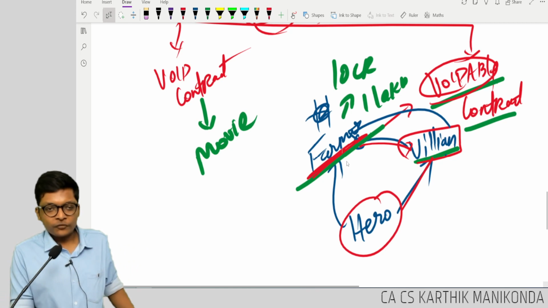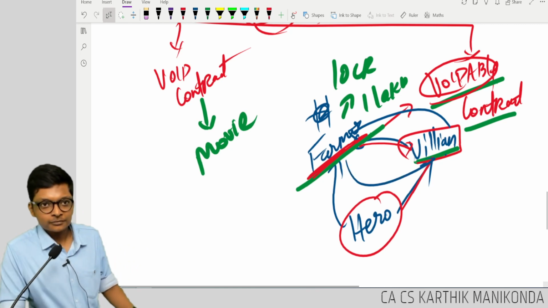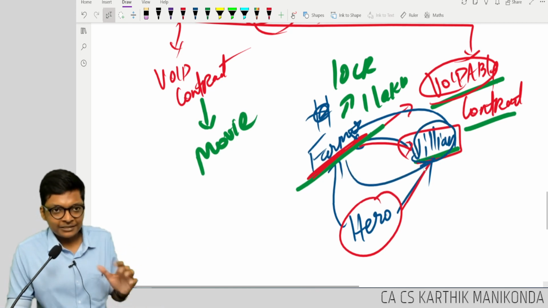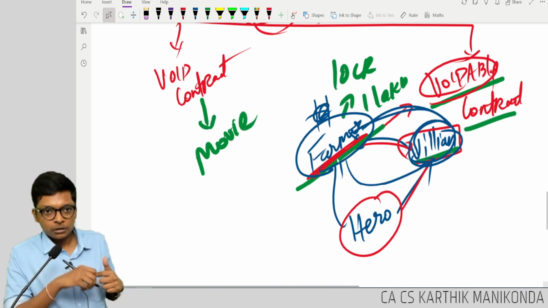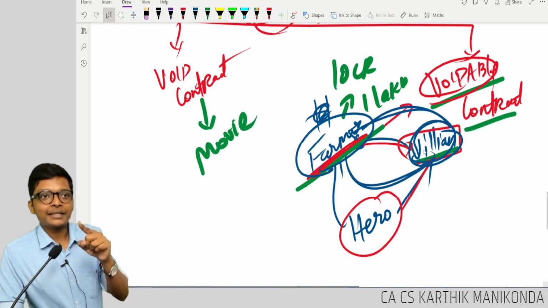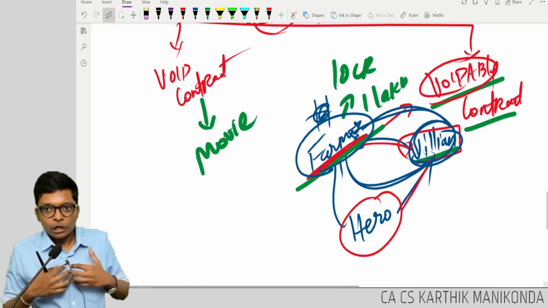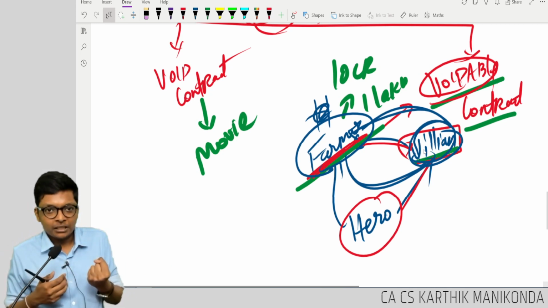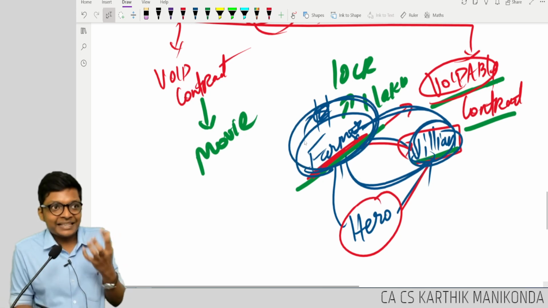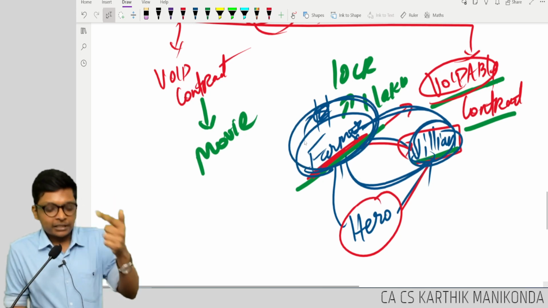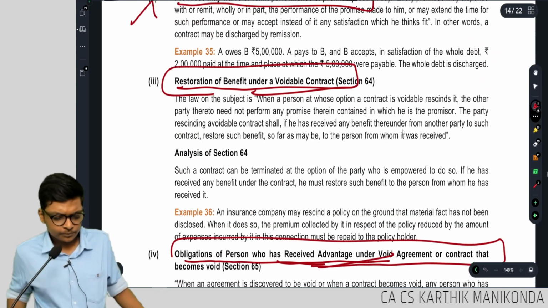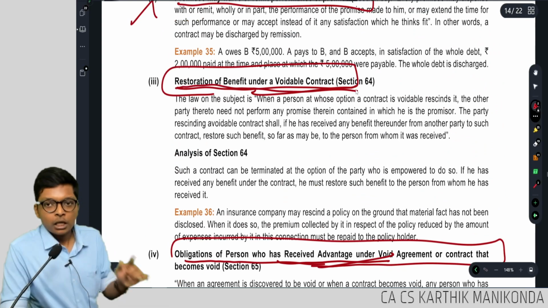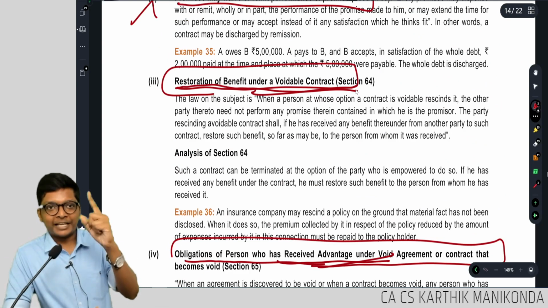Now, should the farmer return the 1 lakh? See, Prakash Raj suffered. He gave the land back. The farmer got his land back. Should he return the 1 lakh? Yes. Because in a voidable contract, when the aggrieved party takes back his benefit, whatever benefit the aggrieved party has received also should be returned. Now read the point: obligation of person who has received advantage. So not this, but restoration of benefit under a voidable contract. The farmer has to restore that 1 lakh.